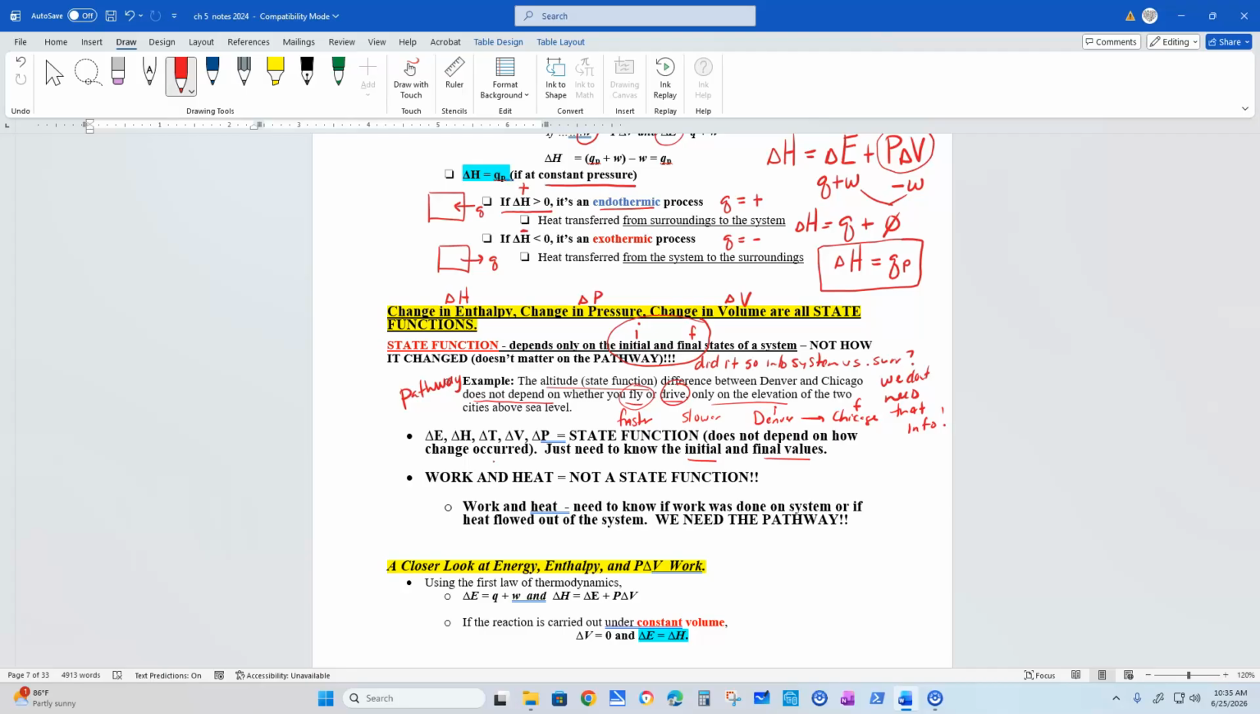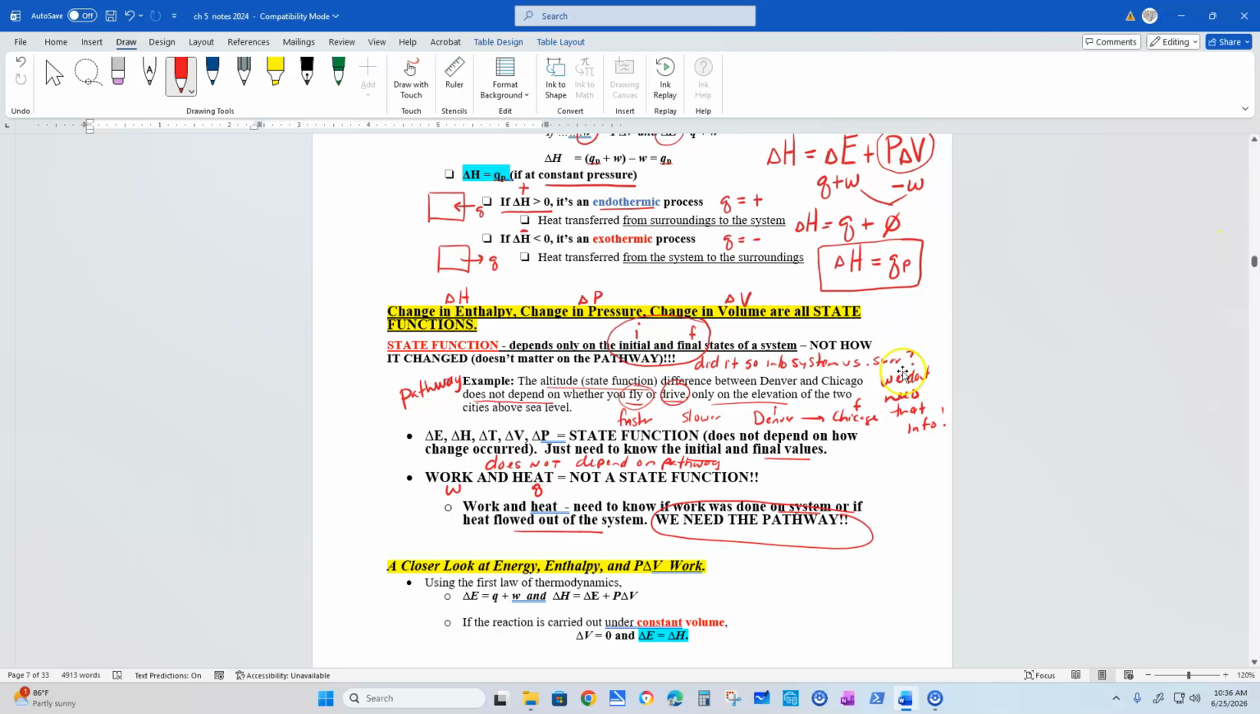So it does not depend on the path. What we mean by the pathway is like system versus surroundings. The problem is work and heat are not state functions. We actually need to know, did it go into the system or did it come out of the system? So work and heat are not state functions. We actually need to know what's happening there.